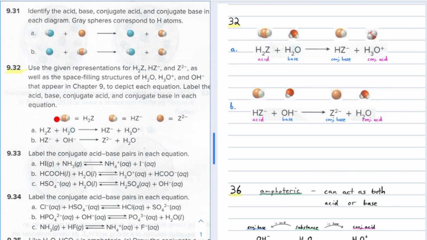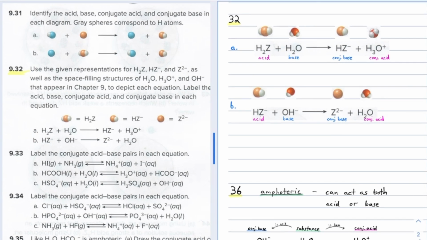So here we're given a couple of chemical equations that involve these three formulas, and water, hydronium, and hydroxide. So let's see what's going on. The first one, well, I've copied them over on the right. So the first one is H2Z comes in contact with water to form HZ minus and then H3O plus.